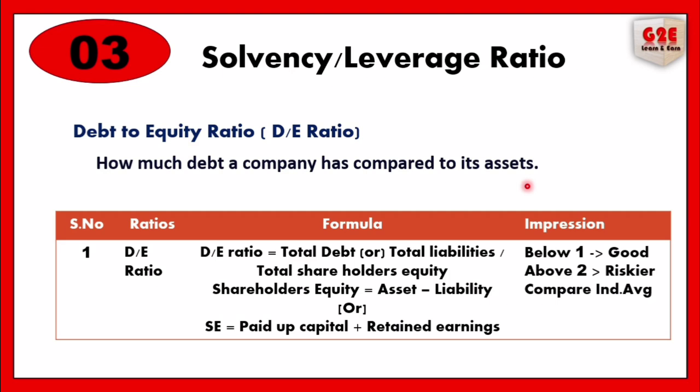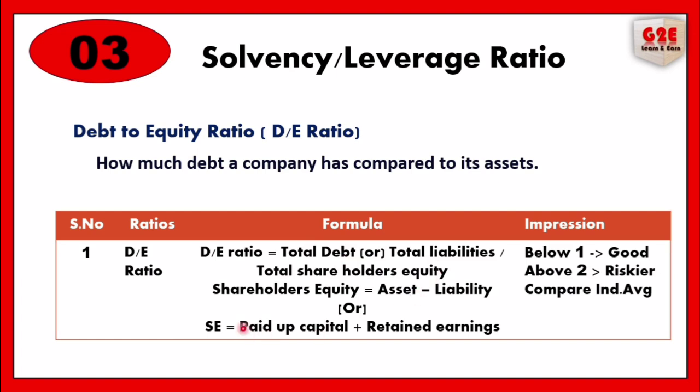In the same way, banks or financial institutions will check the solvency ratio of a particular company. With the help of the debt equity ratio, it will show whether the company is holding more or less liability compared with its assets. So this is the formula for calculating the debt equity ratio: total debt or total liabilities. In some balance sheets, long-term liability and short-term liability are available, and in some, current liability and non-current liability. Based on that, you calculate the debt equity ratio, divided by total shareholders equity.